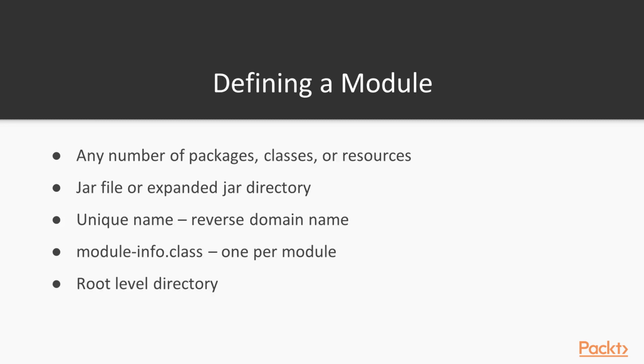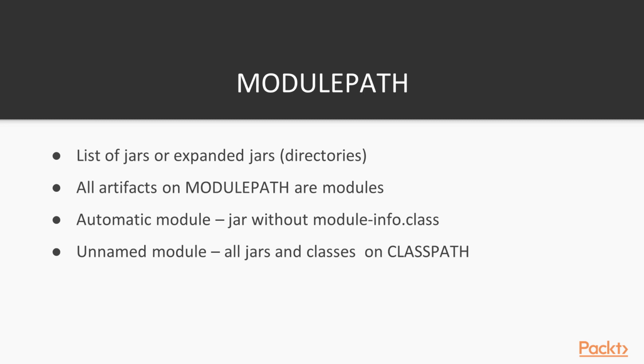Defining a module. The rules on defining a module are that it requires a unique name, where we stick to the reverse domain naming approach that we use for packages in Java. Although it's worth noting that a module name isn't a package name. We can only have one module-info class file per module with no submodules, and finally a module can contain any number of packages and classes.